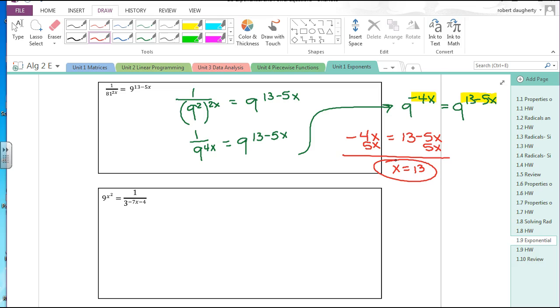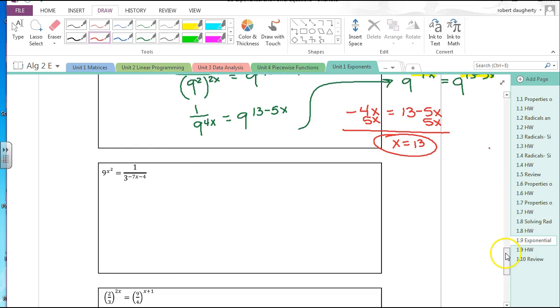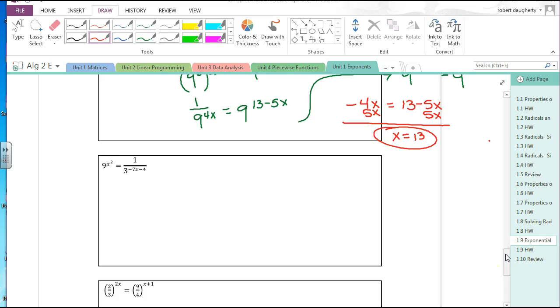Okay. Let's look at a few more. They just keep getting easier and easier, okay? Now this one you've got 9 to the x squared. You've got 9 to an exponent to an exponent. That just makes it more fun, right?